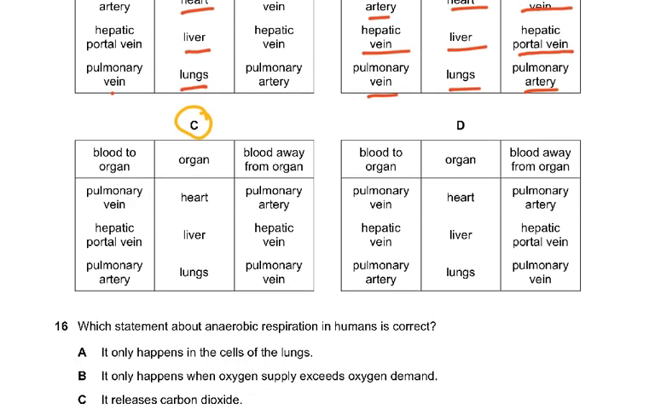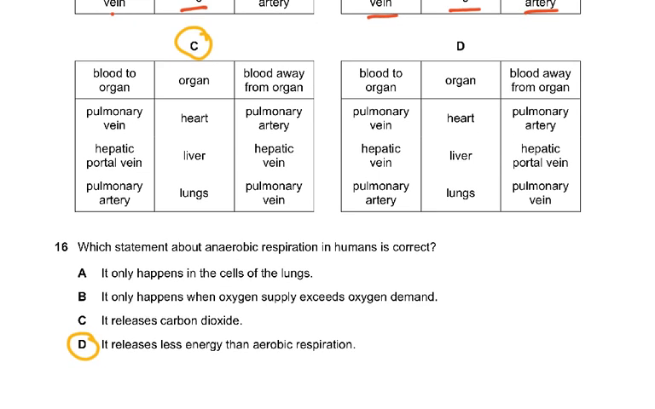Now we need to understand this. Why is C correct? You see the heart and the liver. The blood to the liver from the intestine goes through the hepatic portal vein. And then the vessel that leaves it is called the hepatic vein. So hepatic portal vein carries blood to the liver, and hepatic vein carries it away from the organ.